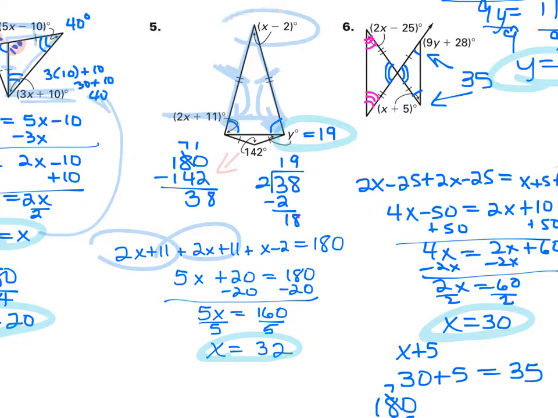Then the vertex angle up here was x minus 2. And I know that all three angles need to equal 180. So I set up my equation as 2x plus 11 plus 2x plus 11 plus x minus 2 equals 180. And then from there, combine your like terms and solve and get x equals 32. Then to find the y, it was the bottom isosceles triangle. They gave you the vertex angle. So all you had to do was subtract that from 180 and then divide by 2.